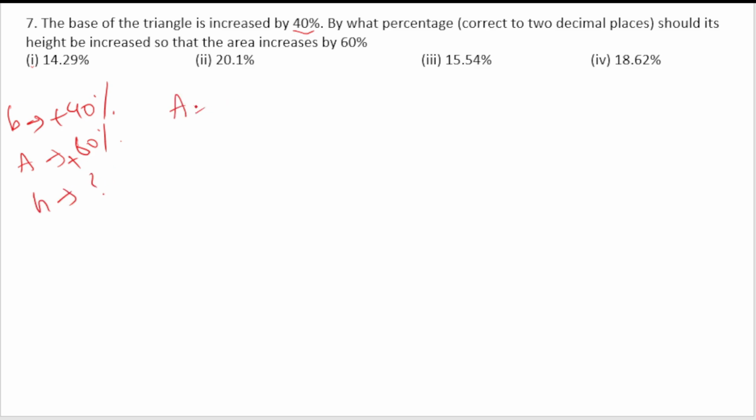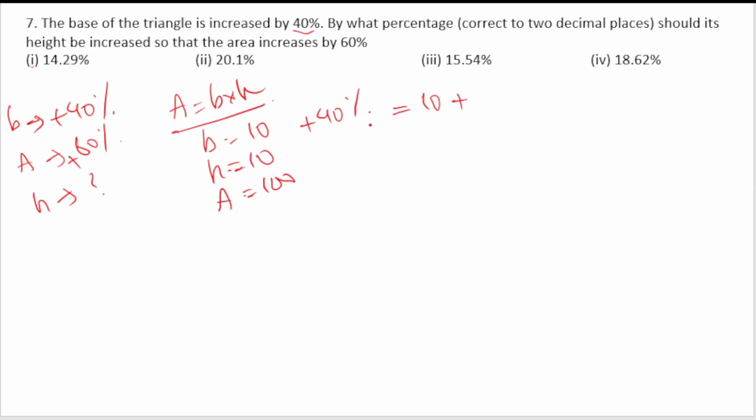See here, area is equal to base into height. We will assume the initial base as 10 and initial height is 10 and area will be what? It is base into height, it is 100. If the base is increased by 40%, so it is 10 plus 40% of 10 is what? 4. It is 14. New base is 14 and the area is increased by 60%. So 60% of 100 is 60. So the new area will be 160.